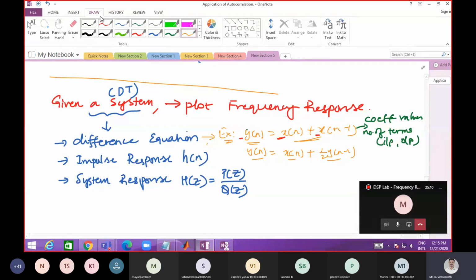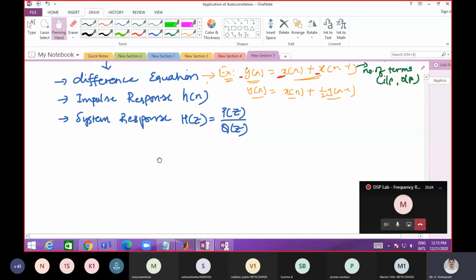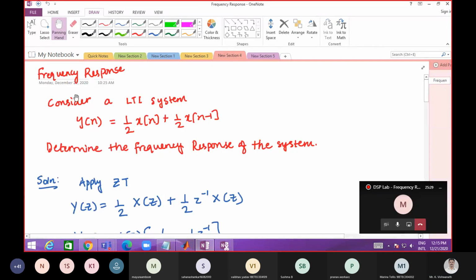Now you have to study the frequency response of the system if it is given in any form like this. How do you study? Let us take one example. Let us say you are given a linear time invariant system defined by the difference equation y of n equal to half x of n plus half x of n minus 1.